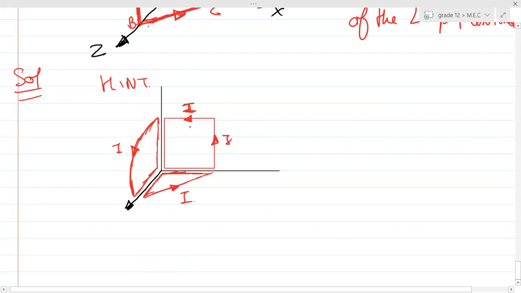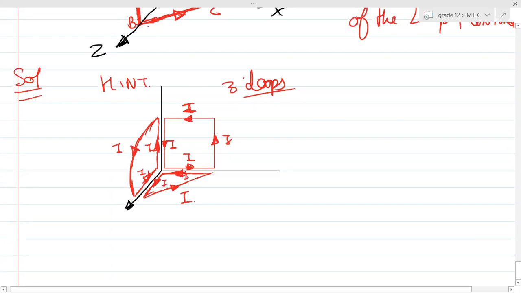So can you see, guys? I broke this single loop into three different loops in three different planes. Yes or no? Can you see the current is going in this direction? So will the current be assumed to be going in this direction? Will the current be assumed to go in this direction? And will the current be assumed to go in this direction?